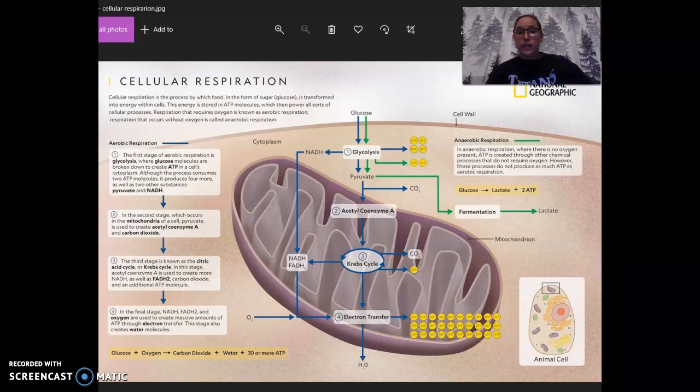So if you look at my diagram here, you will notice that the first stage of aerobic respiration is glycolysis, where the glucose molecules are broken down to create ATP in a cell's cytoplasm. Although the process consumes 2 ATP molecules, it produces 4 more as well as 2 other substances, pyruvate and NADH.